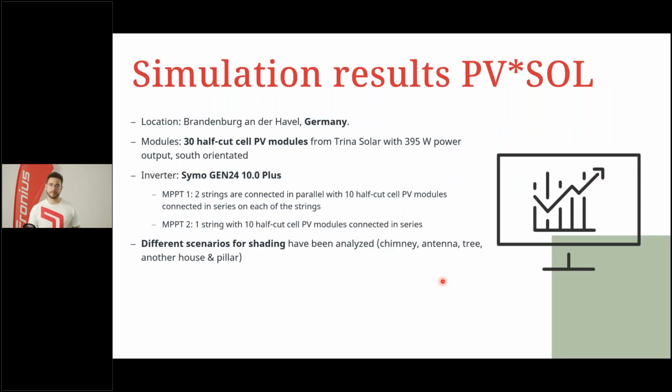All right, but that's enough for the DC optimizers. I quickly want to show a little bit more about some simulations that we've done with PV*Sol and the Fronius system. We have picked as location here Brandenburg in Germany. We have picked 30 half-cut cell modules from Trina Solar with 395 watt peak module power. They are all south-oriented, and we have an inverter here from Fronius, the Symo Gen24 10 kilowatt. There are 2 strings with 10 modules each on the first MPP tracker and 1 string with 10 modules on the second MPP tracker.